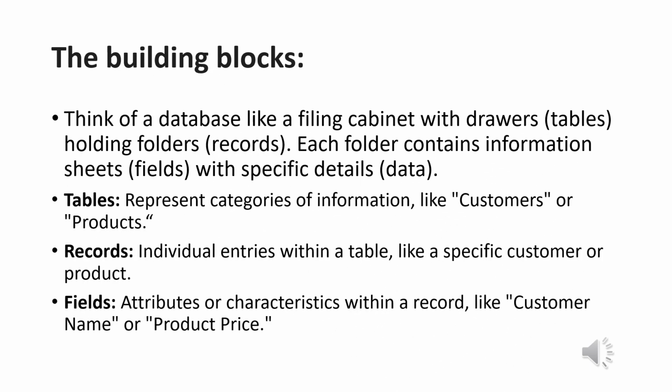The building blocks. Think of a database like a filing cabinet with drawers, tables, holding folders, records. Each folder contains information sheets, fields with specific details, data. Tables represent categories of information like customers or products. Records, individual entries within a table like a specific customer or product. Fields, attributes or characteristics within a record like customer name or product price.